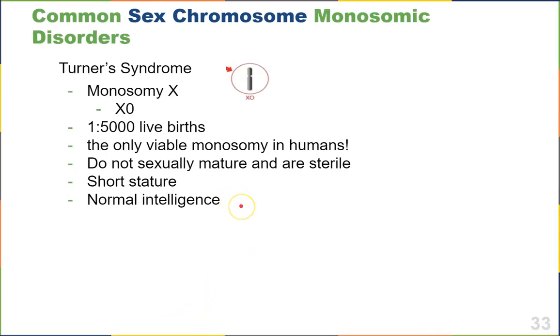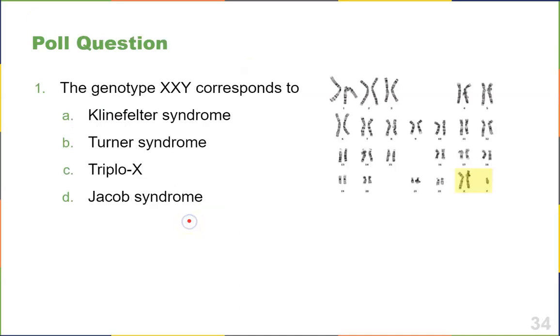If we go the other direction and we have monosomy sex disorders, that's one X instead of a pair or an XY. It's called monosomy X, or X0, or X naught. It's the only viable monosomy in humans. They do not sexually mature. They're sterile, short stature, but still normal intelligence, so they can still live a normal life. And that's Turner's syndrome.